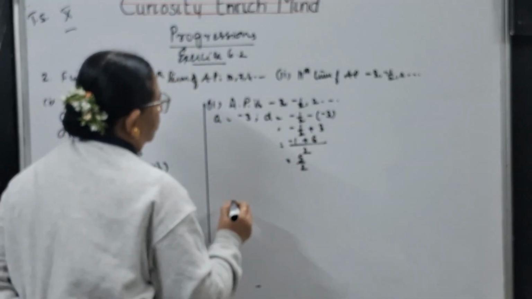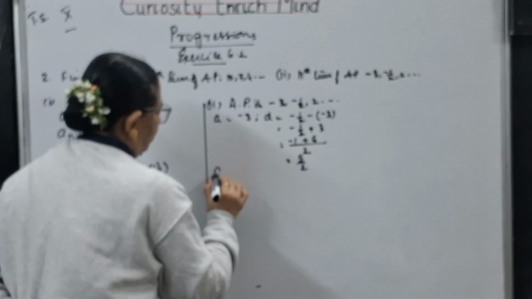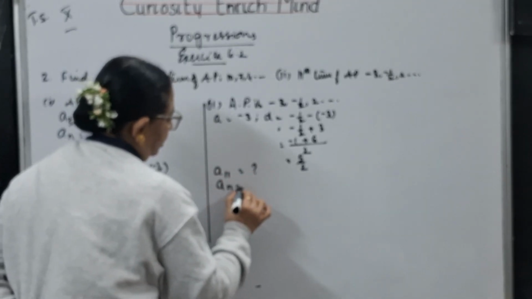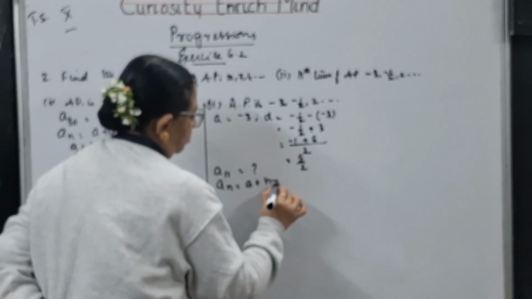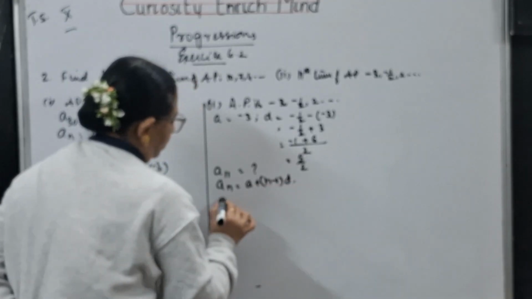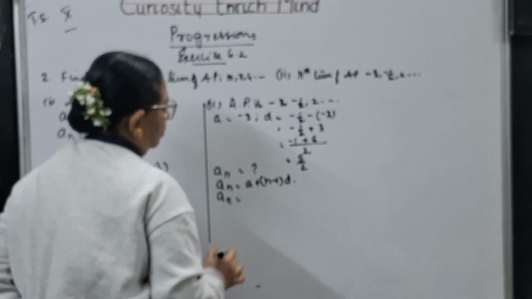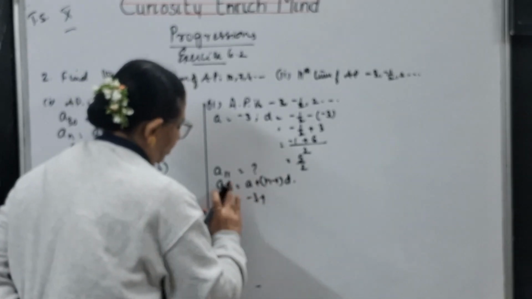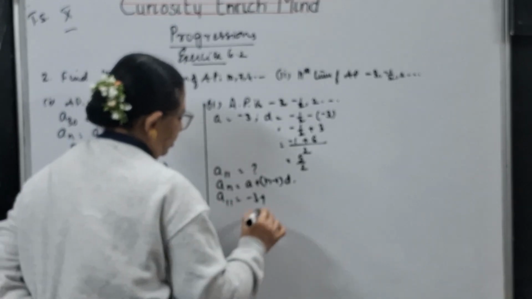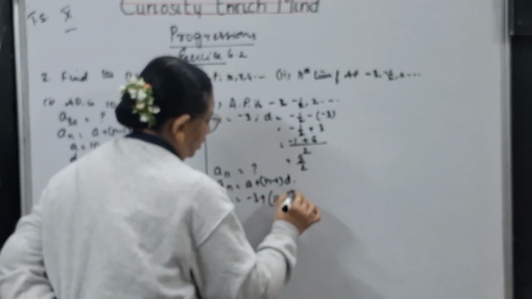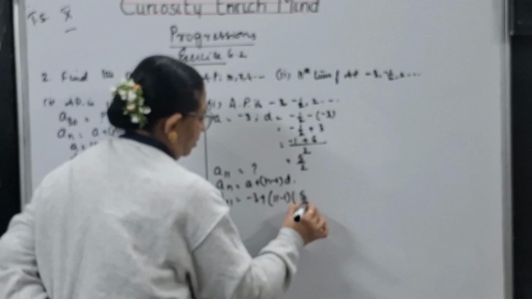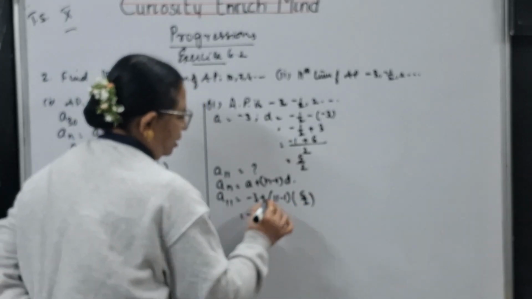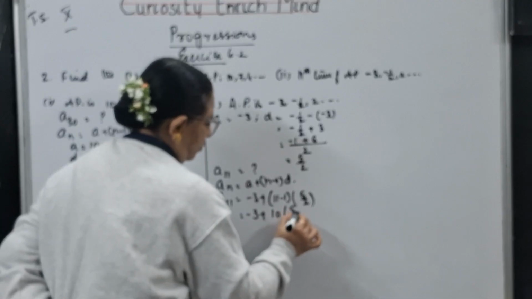Now which term do you want? A11. How much is A11, that is the question. Formula: An is equal to A plus (n minus 1) into d. So A11 is equal to minus 3 plus, n is 11, so (11 minus 1) into the common difference 5 by 2. That is minus 3 plus 10, since 11 minus 1 is 10, into 5 by 2.